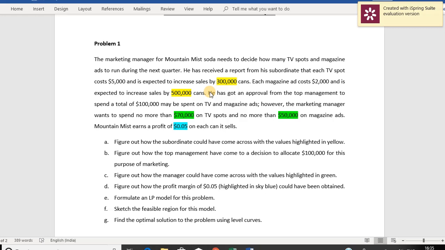So what optimization technique are you going to use, and on which medium are you going to spend on ads? What is the main area, TV or magazine, where you are going to spend more? And here, each can profits $0.05. So how do we solve this problem? Let us solve it in MS Excel.